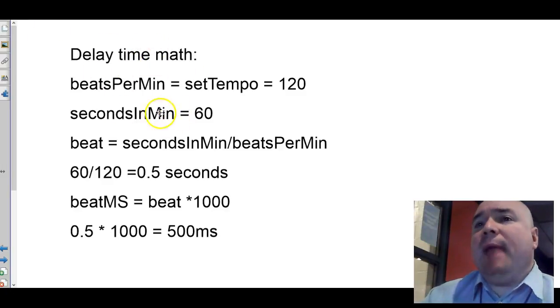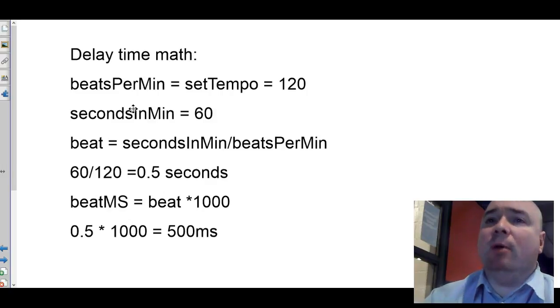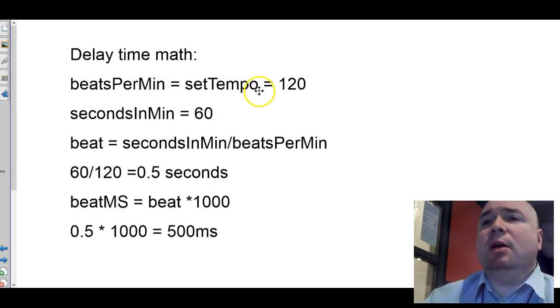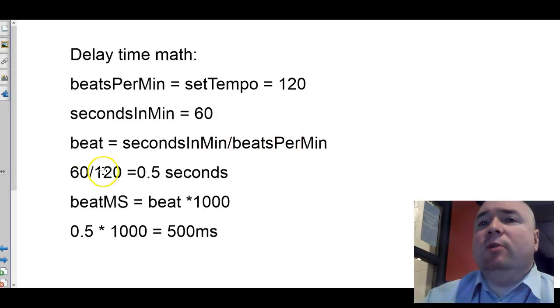So we also learned some math to calculate the proper delay time to put into our program if we wanted to get it set on the tempo. In other words, every time there's a beat. So first we got to know the beats per minute, and that's done in our set tempo in our setup function in our EarSketch. So normally it's 120. Seconds in a minute is 60 seconds. A beat is seconds in a minute divided by beats per minute. 60 over 120 gives us half a second. So in terms of milliseconds, because EarSketch needs milliseconds, that would be the beat times 1,000, which would be 500 milliseconds.